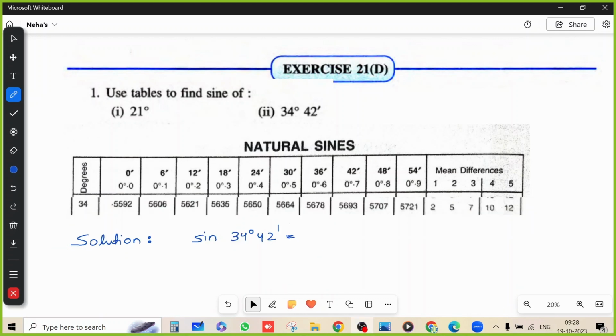The next question is to find the value of sine 34 degree 42 minute. Here we will refer to the row in which we can see 34 degrees, and the value for 34 degree 42 minute is 5693, but as told to you earlier, all the numbers here have 4-digit decimals. This would be written as 0.5693. This becomes the answer for the second question.